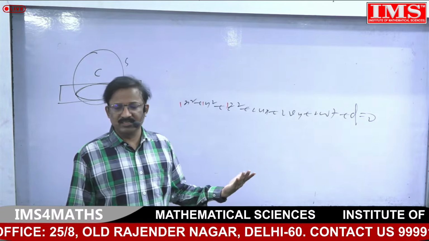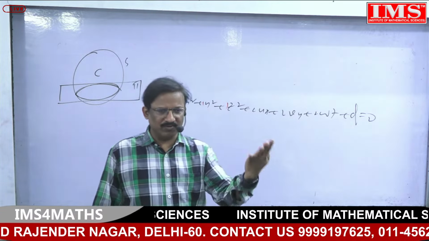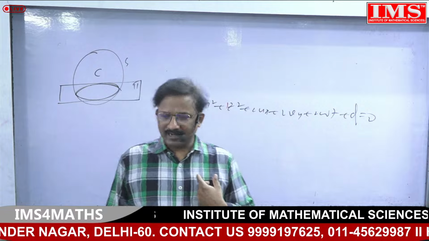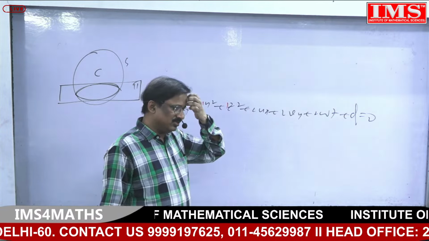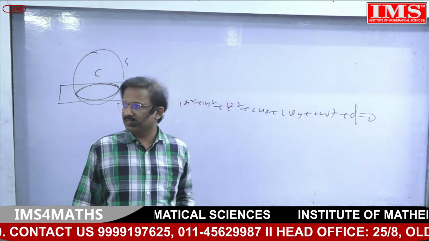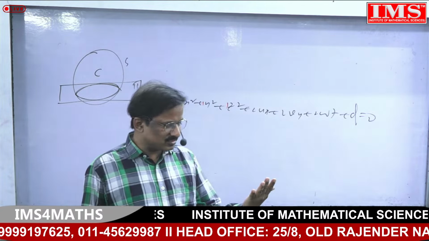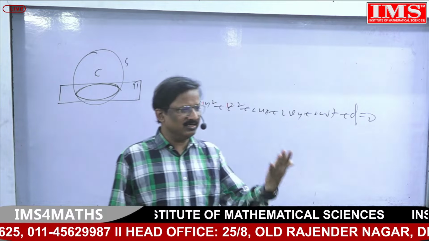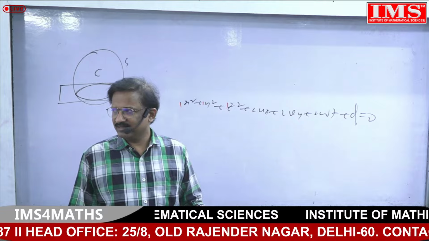It means that how many arbitrary constants you can get here in the general equation of the sphere? 4. That's the reason I can clear the unknowns. What are my unknowns? u, v, w, d. To know the 4 unknowns, it has to pass through 4 points. Or else it is to be associated with 4 conditions, then I clear. Otherwise I can't.